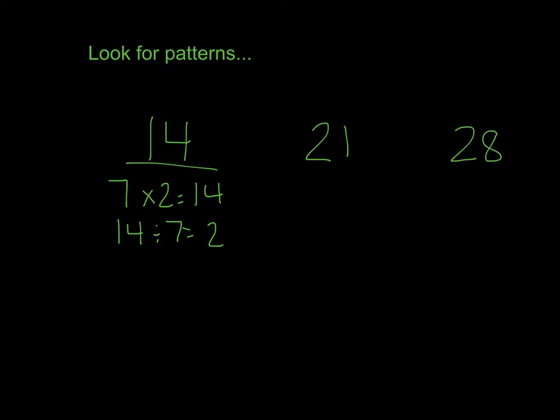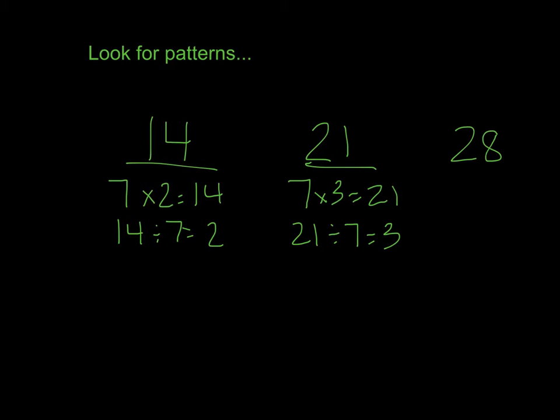I can also look for patterns when I'm trying to find the GCF. For instance, are they all part of the same multiplication or division fact family? Let's look at 14, 21, and 28 as an example. I can start with 14. I know that 7 times 2 equals 14, and 14 divided by 7 equals 2.